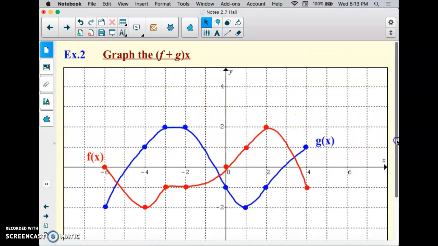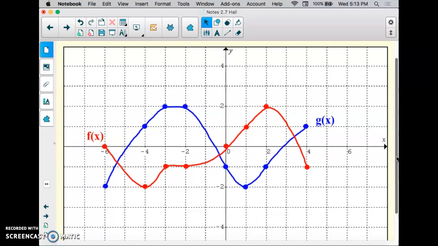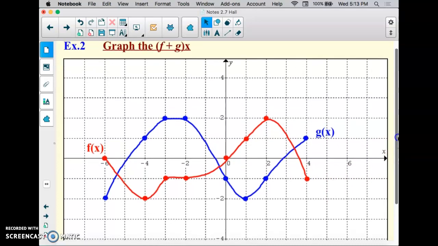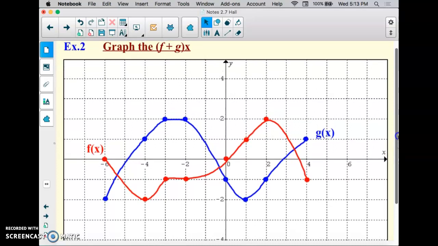So I have two functions, f of x and g of x. So let's do it. If I wanted to add f of x and g of x, f of x being the red line and g of x being the blue line, I would add the y value. So let's just do that. I'm going to use green to be f plus g of x. So I'm looking at the y value. So here, the y value is 0, and here, the y value is negative 2. If I add 0 plus negative 2, I still have negative 2.